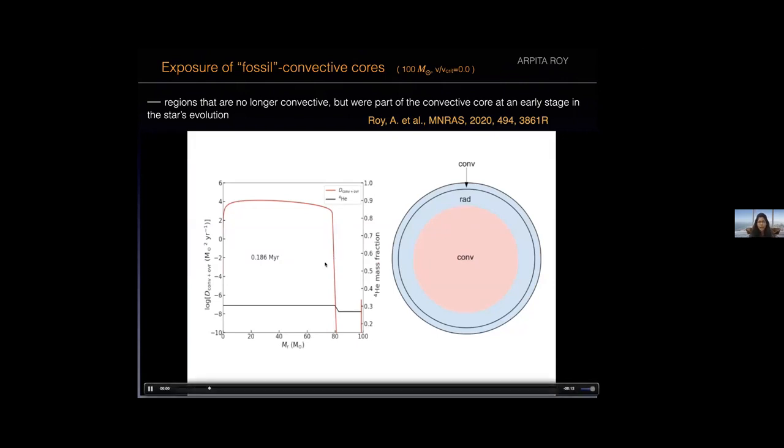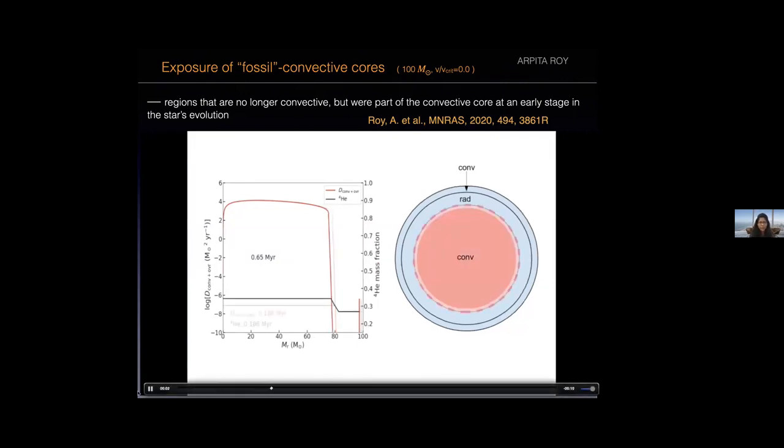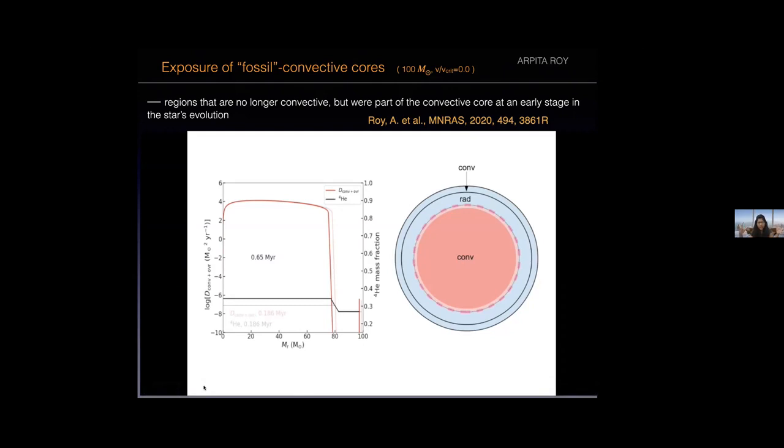What we mean by fossil convective cores is convective cores that are not convective today, but were part of the convective region at previous times. As the star is losing mass, it's shrinking. As it's shrinking, it's showing more and more of its fossil convective zones, or the convective zones of the past times. And that's how you are seeing all these heavy elements on the surface.